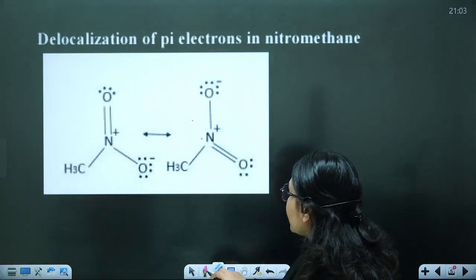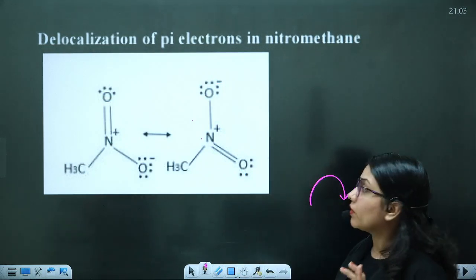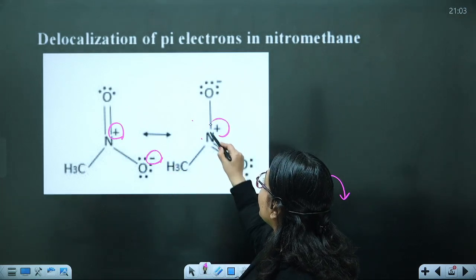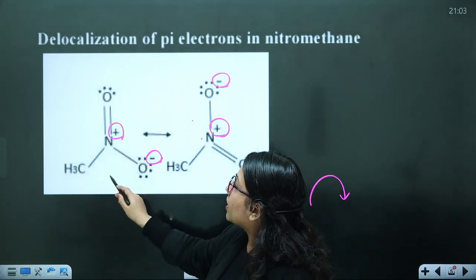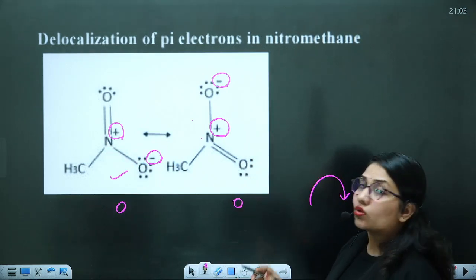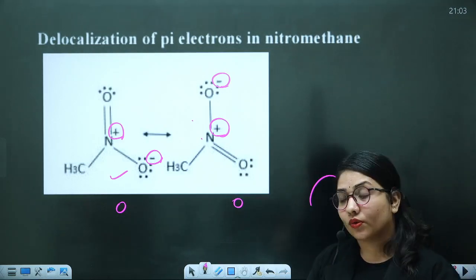Since the electrons are moving from one atom to another atom, obviously charge will move. So here you can see positive charge, here negative charge, here positive charge, here negative charge. So the net charge on it is 0 and the net charge on the other is 0. So the two resonating structures will have the same net charge.